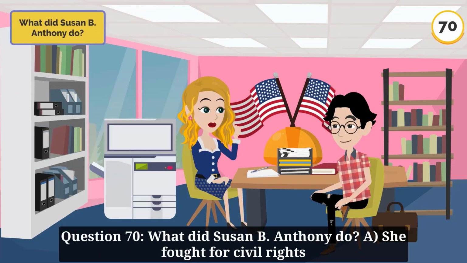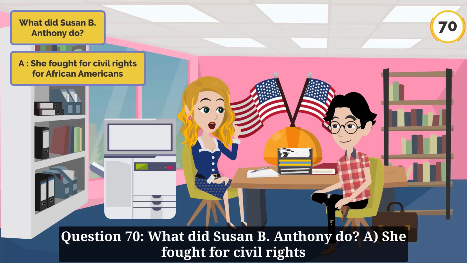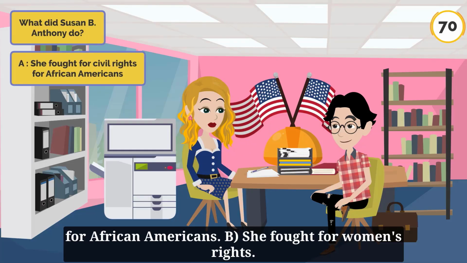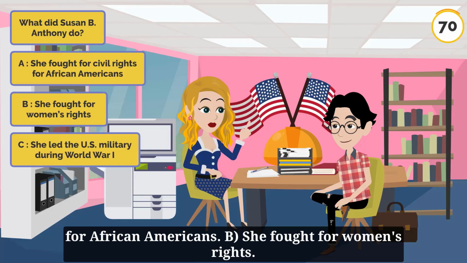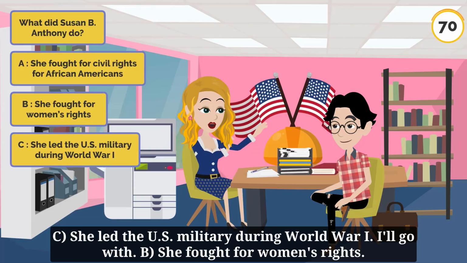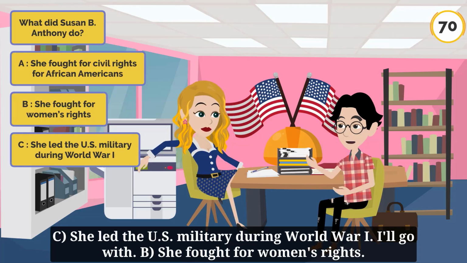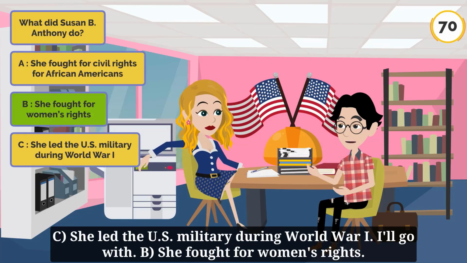Question 70. What did Susan B. Anthony do? A. She fought for civil rights for African Americans. B. She fought for women's rights. C. She led the U.S. military during World War I. I'll go with B. She fought for women's rights.